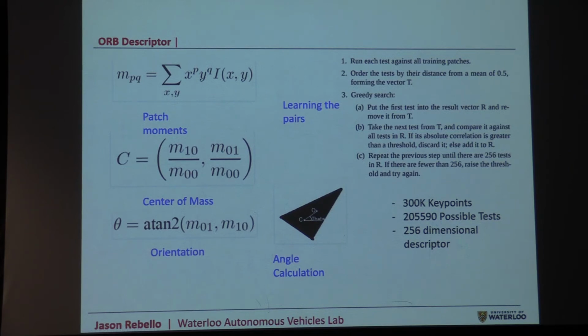And there's a whole method on how they actually learn which pixel comparisons to use, and I can probably get into that, but I don't know. Do we have time? Okay. Is there a machine learning component to it? There is. I guess there is a machine learning component to it.